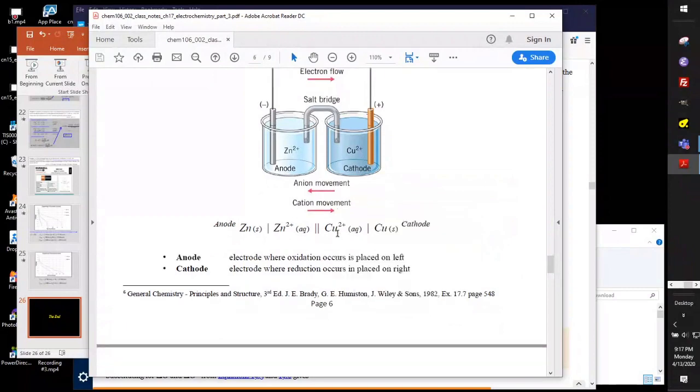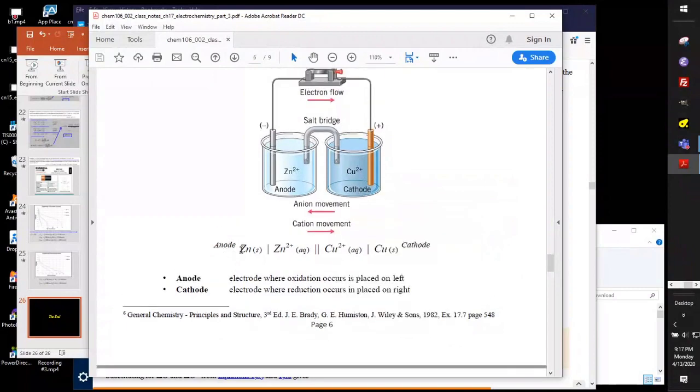And the notation for the cell is always written with the anode on the left, cathode on the right. So in literature, we'll see this sort of notation, with minus and plus where it explicitly says anode and cathode, of course. So we know by looking at it that zinc solid is the anode, and it's in contact with zinc 2+ ion. The 2 vertical lines mean separator, or in this case, a salt bridge. And next we have the ion in contact with the cathode, and the cathode is solid copper.